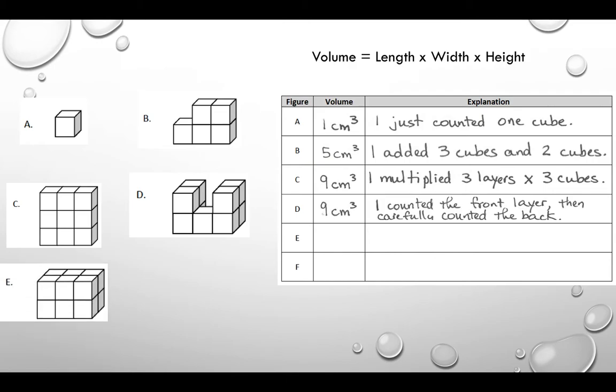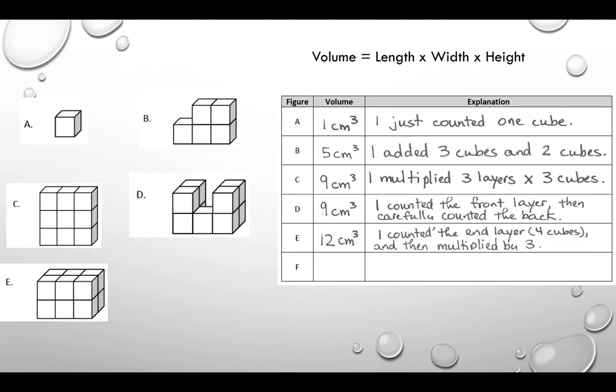Now for E, this one's a little bit easier. You can actually use the volume formula. We can find out the length, the width, and the height. So if you can figure that out right now, try and figure out what the volume is by multiplying those 3 numbers. So we have a length of 3, a width of 2. 3 times 2 is 6. And then we have a height of 2. 6 times 2 is 12. So structure E is going to have a volume of 12 cubic centimeters.